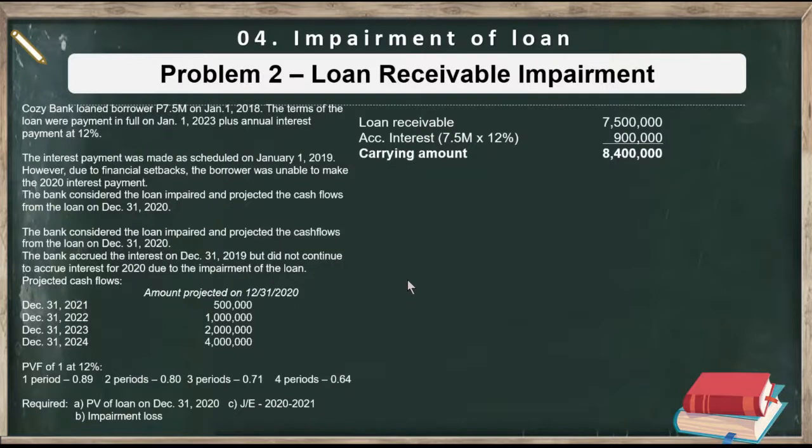So what would be the necessary computation? Originally we have the loan receivable of 7,500,000, and there's an accrued interest of 12% of 7,500,000, that's 900,000. Okay? That was not paid for 1 year. Because the bank accrued interest in 2019 but did not accrue interest for 2020. So only 1 year of accrual.